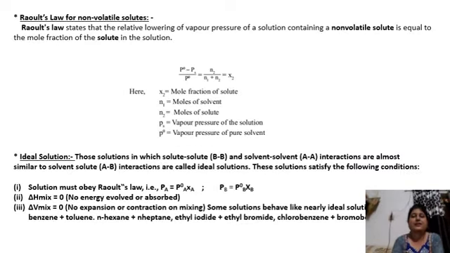Our next topic is Raoult's law for non-volatile solution. This explains a colligative property. We will read the colligative properties in the next video. There are 4 major colligative properties. One of them is used over here, so I am just going to explain to you what a colligative property is.